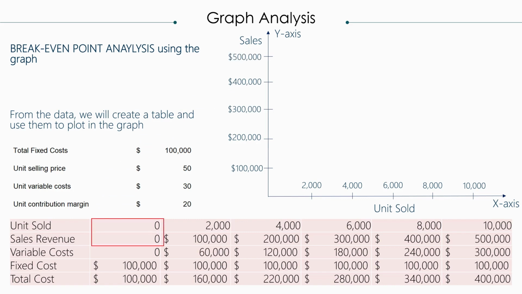Okay, so to make the graph, the first column, the 0 units sold and 0 sales revenue, can be seen at the origin where there's a red dot point, and we will just connect it with the other point. So I will use the 10,000 units sold corresponding to 500 units sold.